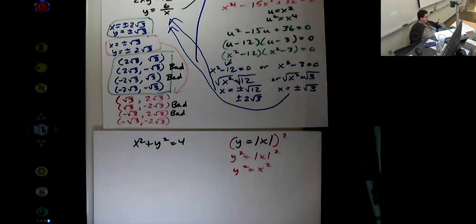I don't think I'm gonna have this on the test, but if I do, it's probably gonna be the extra credit. Something like one of these nonlinear systems of equations might be the extra credit problem on the final exam.